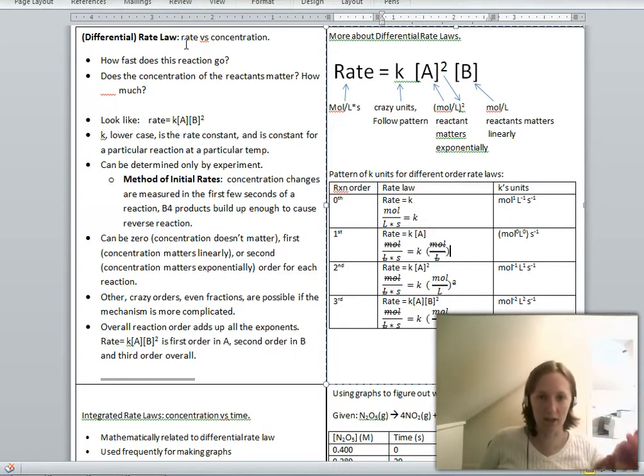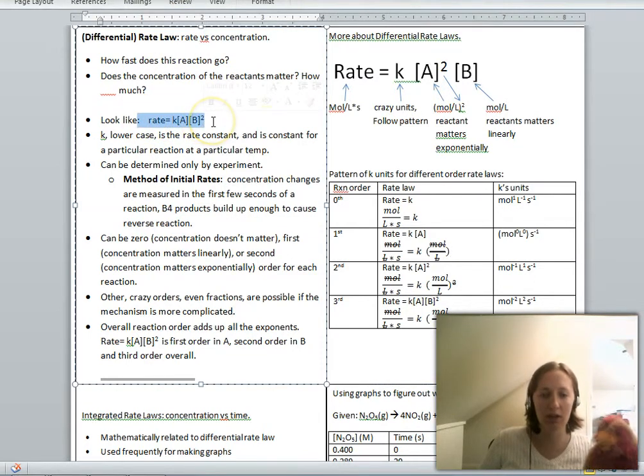The differential rate law looks like this, and you've seen something like this last lecture when we were talking about the mechanisms. What it relates together is how the rate gets affected by the concentration of your reactants. You can look at how fast the reaction goes by fiddling with the concentration of the reactants. If I increase this, does that increase the rate linearly or squaredly or not at all or whatever?